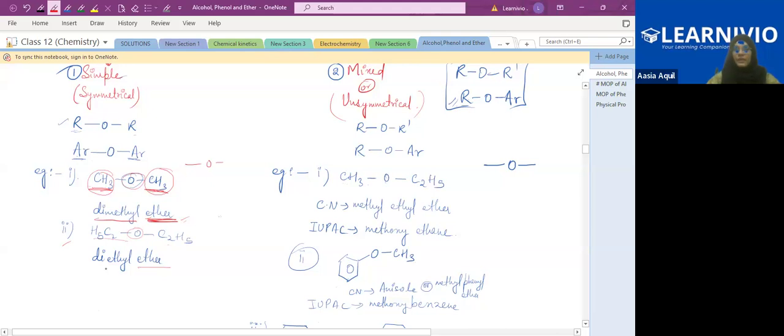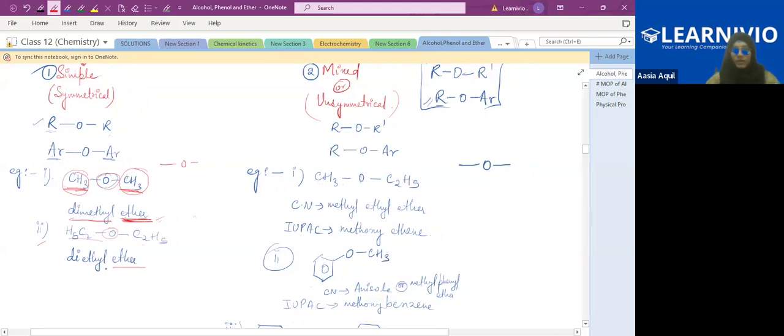Now come to the mixed type of ether. When the groups on the left and right side are different, how can we give the name? Mixed type of ether means ROR dash. R dash means, suppose if it is CH3 over here, then there will be some other group other than CH3. Suppose this is C2H5. So how can we name it?